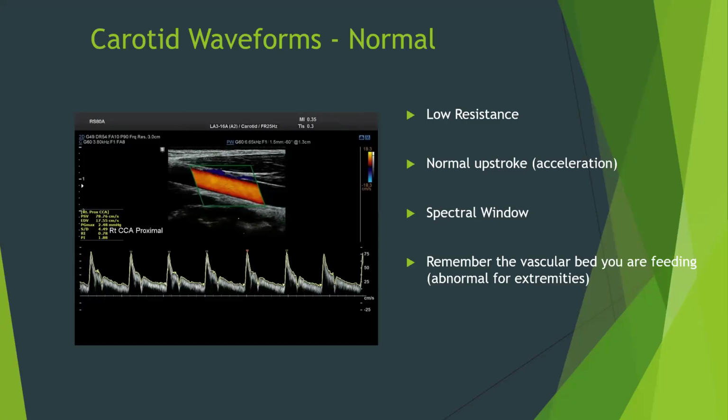And also important to remember the vascular bed we are feeding. So the ICA, right, feeding the brain, the ECA feeding the face, the facial muscle. So the face doesn't need as much blood flow all the time as the brain. And so that's kind of my thought process, how to differentiate those.